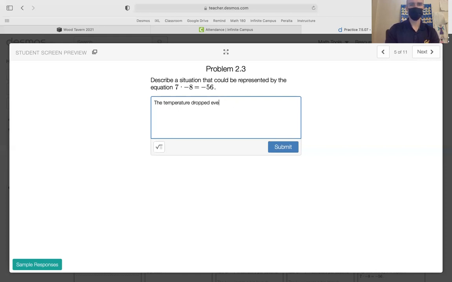I guess I should have said temperature dropped by 8 degrees every day for a week. What was the total temperature change? And so you would do the 7 days of the week times -8, representing the fact that the temperature was changing in a downward direction each time. And so you would have a total temperature change of -56 degrees at the end of that.